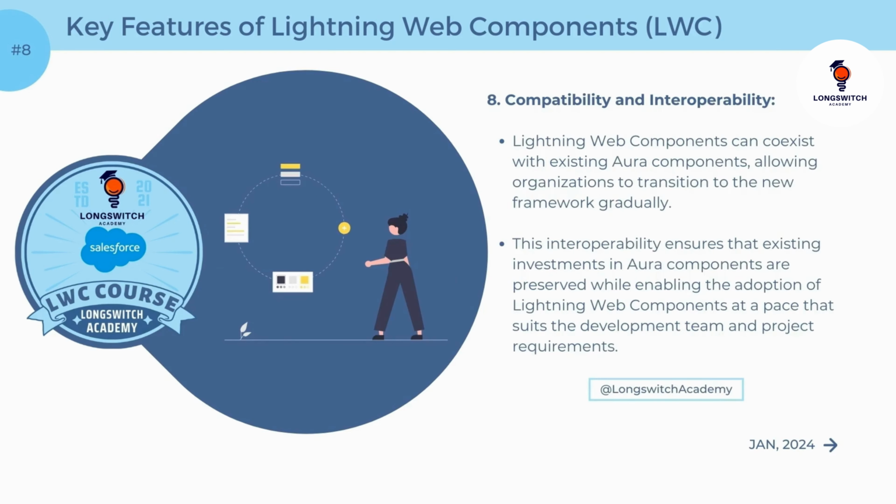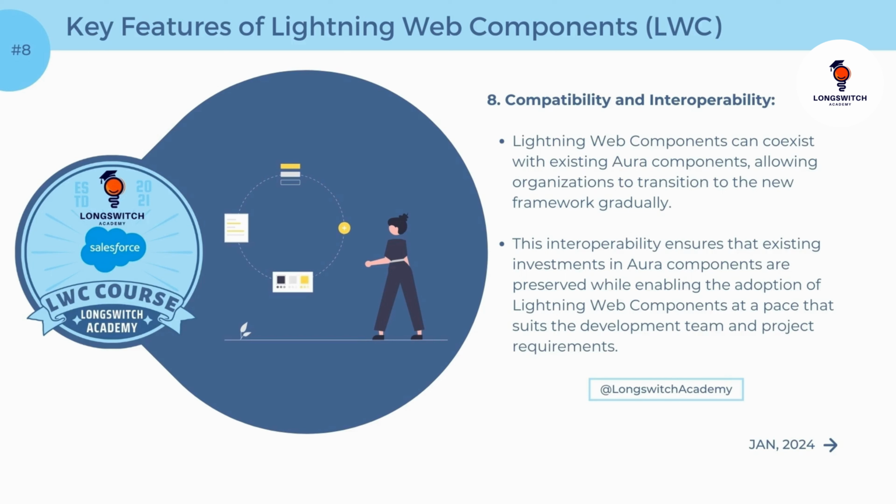The eighth key feature is compatibility and interoperability. Let's understand this with an example. In the world of Salesforce, the introduction of Lightning Web Components, LWC, is like a step-by-step journey. It allows organizations to keep using their existing Aura components while gradually transitioning to the new framework. Think of it as a bridge between what's been working and what's new. This mix of old and new ensures that the time and money invested in the older Aura components aren't wasted. Instead, they seamlessly fit into the evolving Salesforce setup.